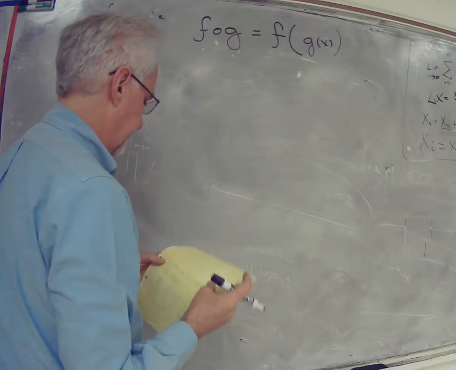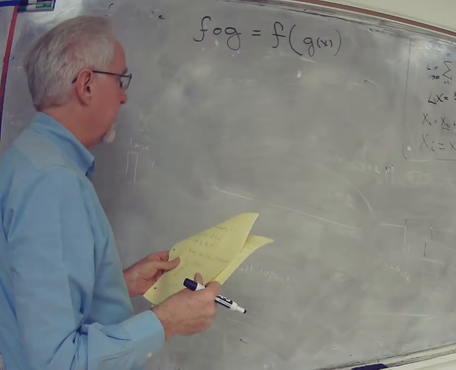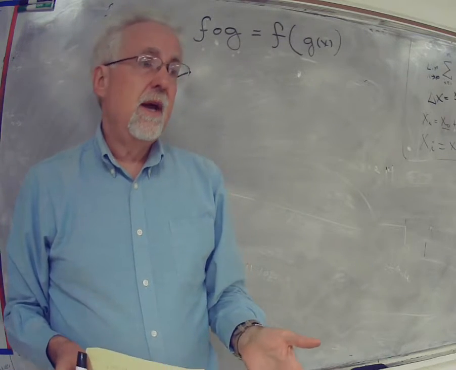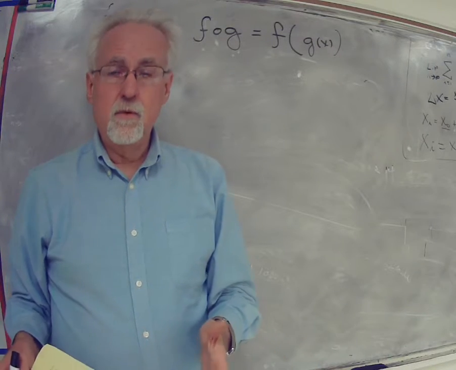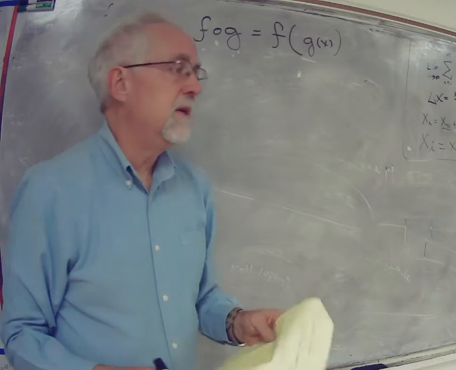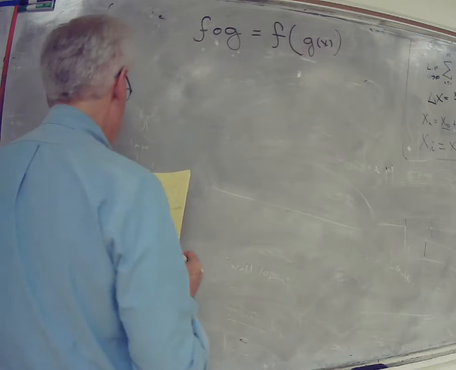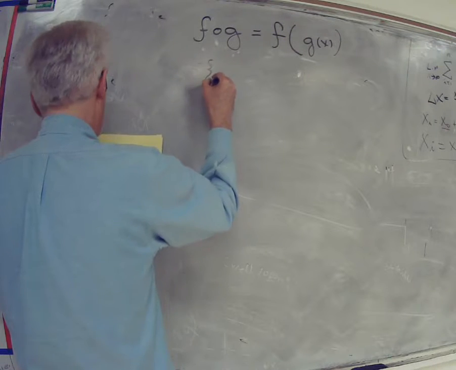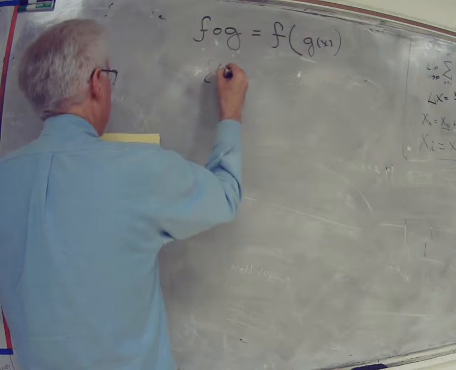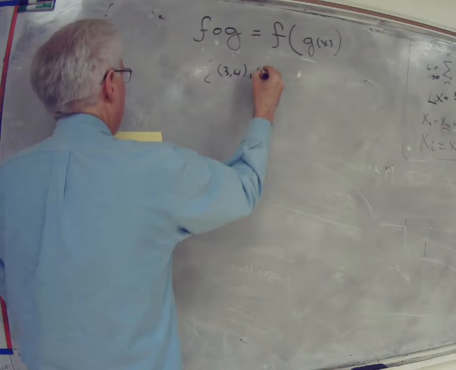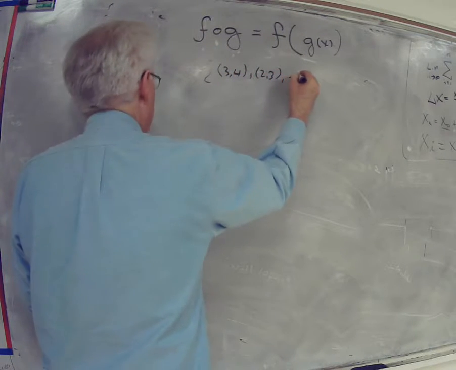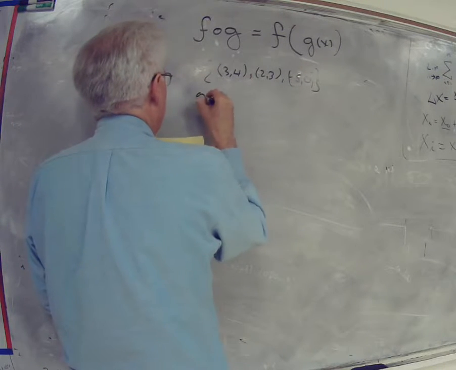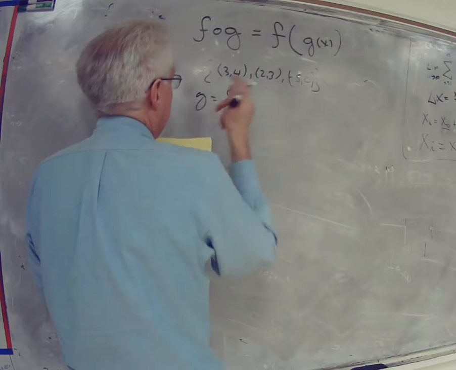So let's look at an example. There's two different ways that you have to do this. I could give you a set of points, and you could do the composite, or I could give you a function, and you could do the composite. And you need to know how to do both of those, okay? So let's say that F is the points (3, 4), (2, 3), and (-5, 0). That's a relation.